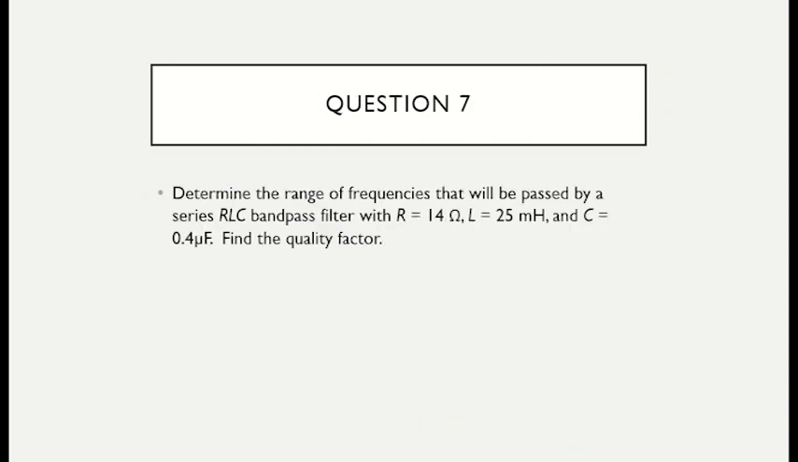For question 7, we are dealing with filters, specifically a band pass filter. So you are given a series RLC band pass filter, and you need to find the range of frequencies that will be passed by this filter. So basically what you need to calculate is the lower cut-off frequency and the upper cut-off frequency to find the range in which the band pass filter allows the frequencies to pass. After that, you also need to calculate the quality factor for this circuit.